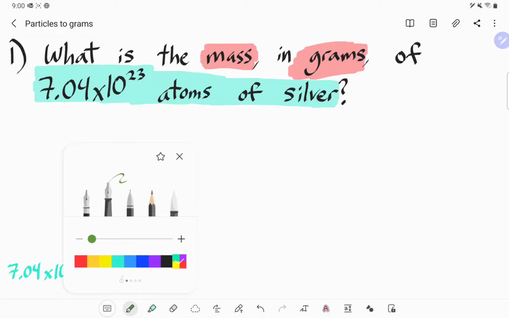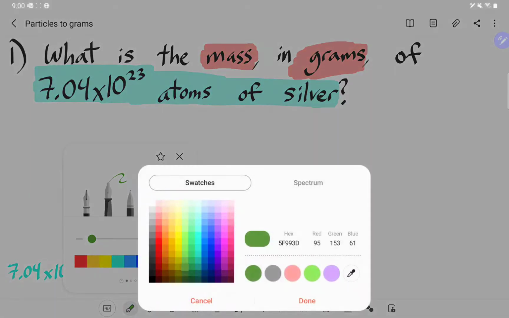I'll write down that there are, sorry, I like to find some good colors.